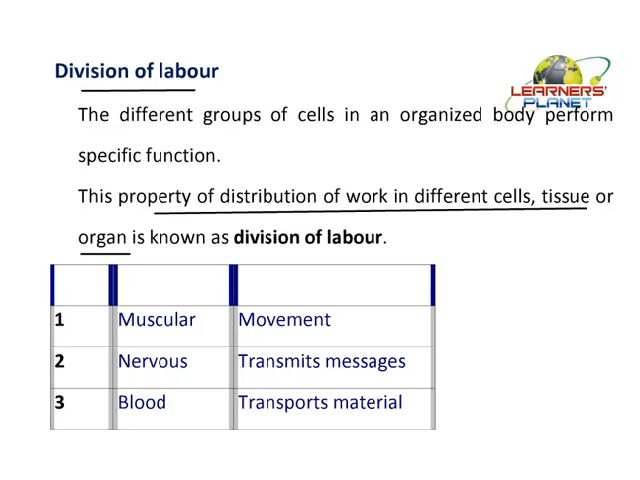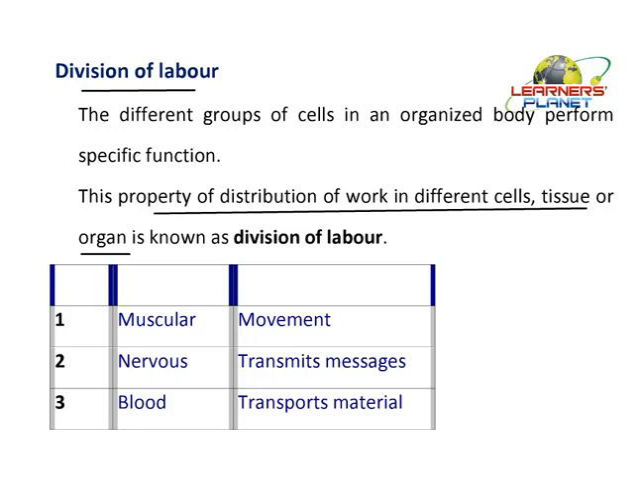So the esophagus and the stomach are part of the same organ system, but each has a different role. Similarly, there are different organ systems like respiratory, or digestive. Each particular system has a particular function. So if such a property exists, in which different parts of your body perform different functions, it is known as division of labor.